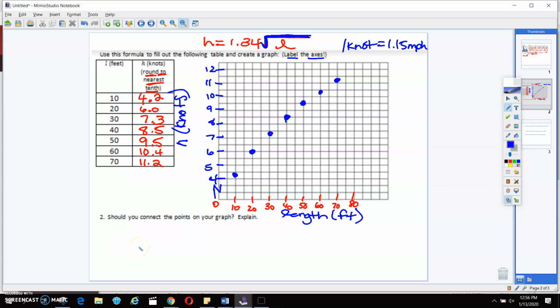But we've got quadratics that we connect, right? And we've got, like, cubics that we connect, right? So what does connecting the dots actually mean? Why do we do that?